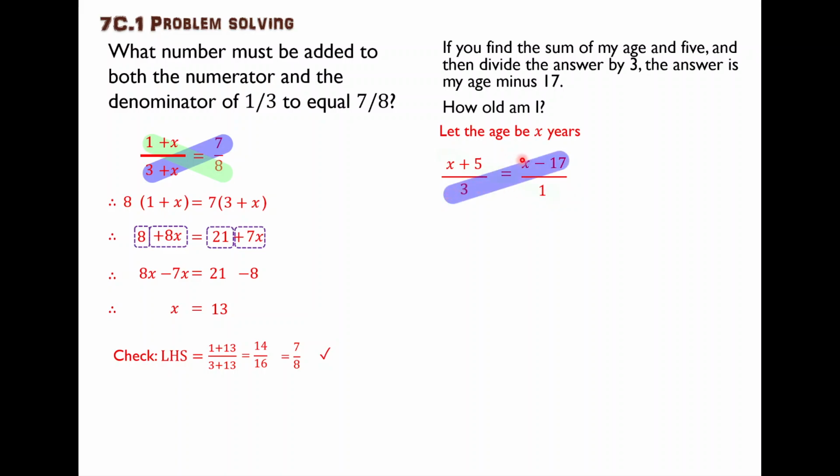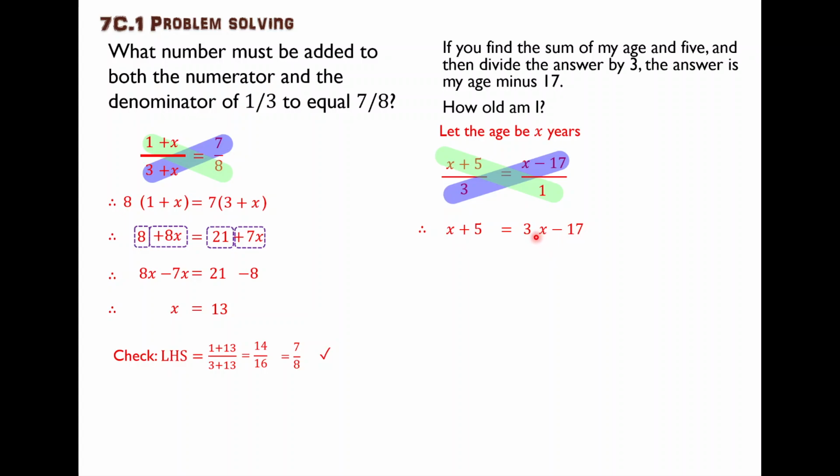The 3 will go up to the top of that side. The 1 will go up to the top of that side. 1 times this is just this. 1 times 7 is 7. 1 times 3 is 3. 1 times x plus 5 is x plus 5. It won't change it. And this 3 moves up to the top there and will be multiplied.